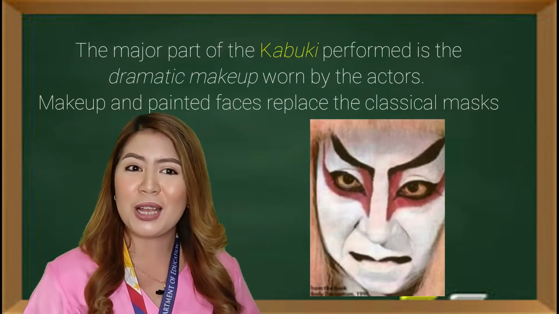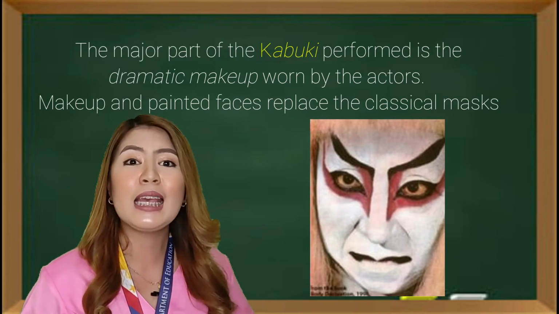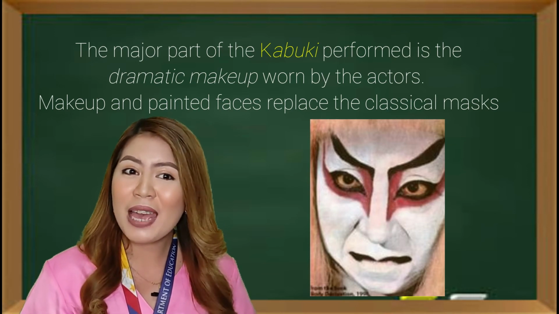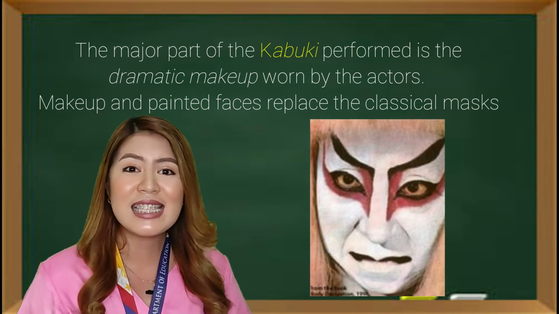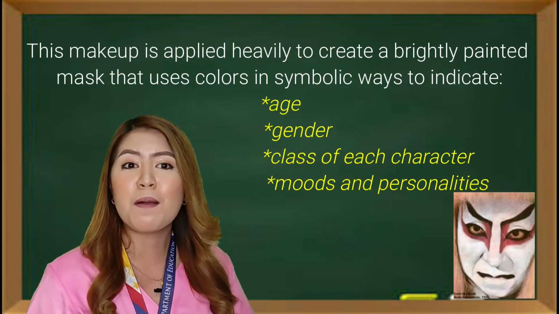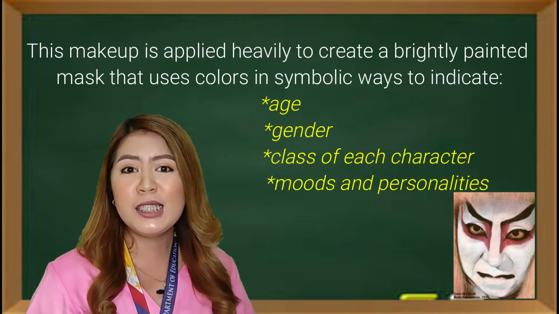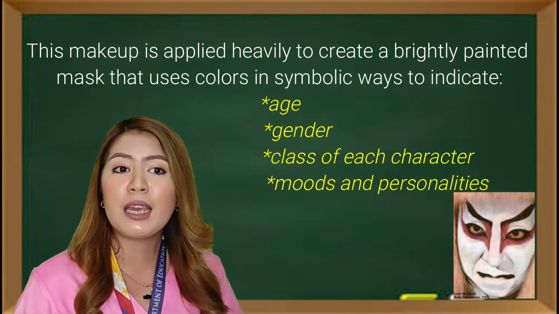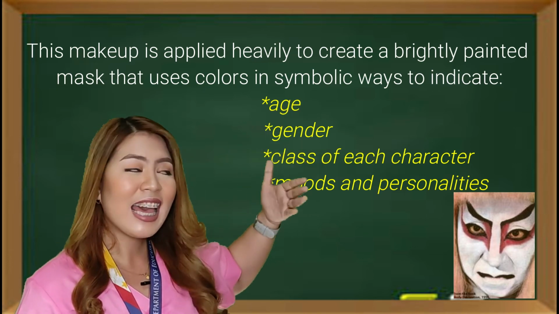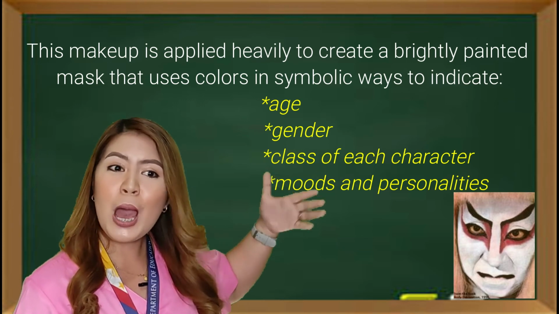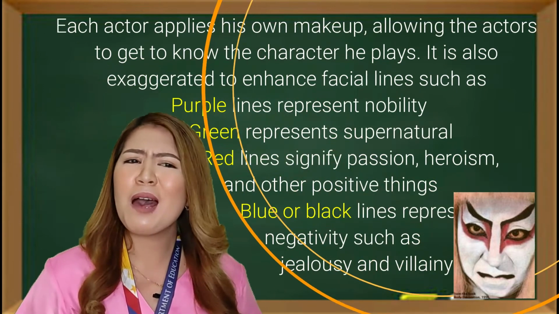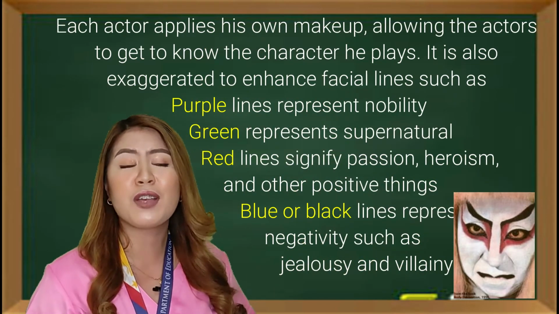The major part of Kabuki performance is the dramatic makeup worn by the actors. Makeup and painted faces replace the classical mask. This makeup is applied heavily to create a brightly painted mask that uses colors in symbolic ways to indicate age, gender, class of each character, moods, and personalities. Makeup is one of the important parts of Kabuki theater.